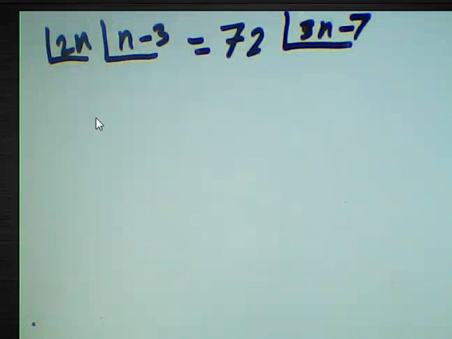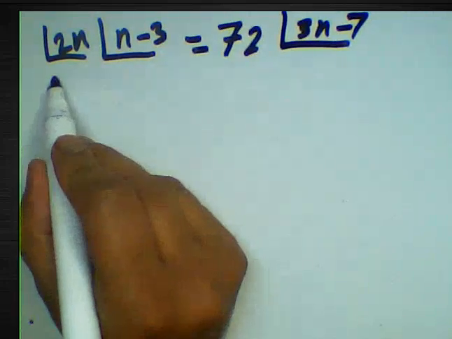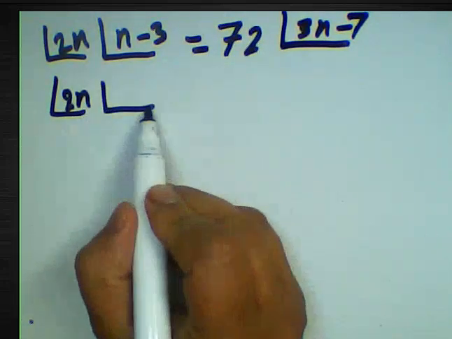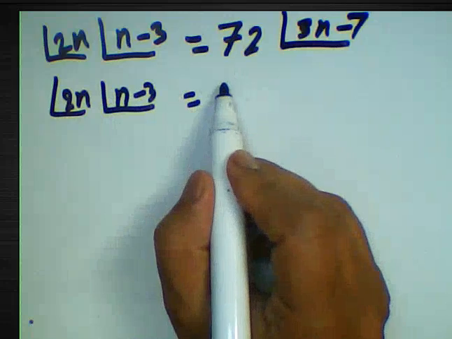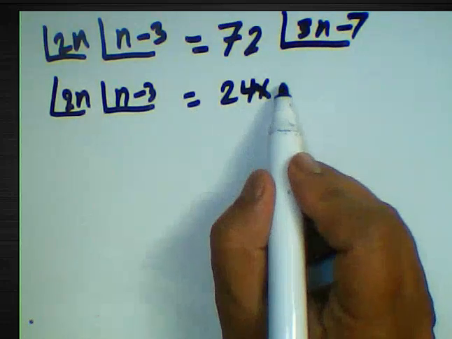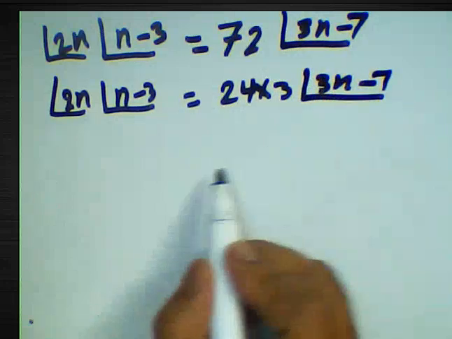Look at this example: (2n)! × (n−3)! = 72 × (3n−7)!. I want to find the unknown n in this example. First, think about (3n−7)!. We have 72. We can write 72 as factorial of what? 72 equals 24 times 3, and 24 is factorial 4. Then you can write (2n)! × (n−3)! and here 72 equals 24 times 3 multiplied by (3n−7)!.